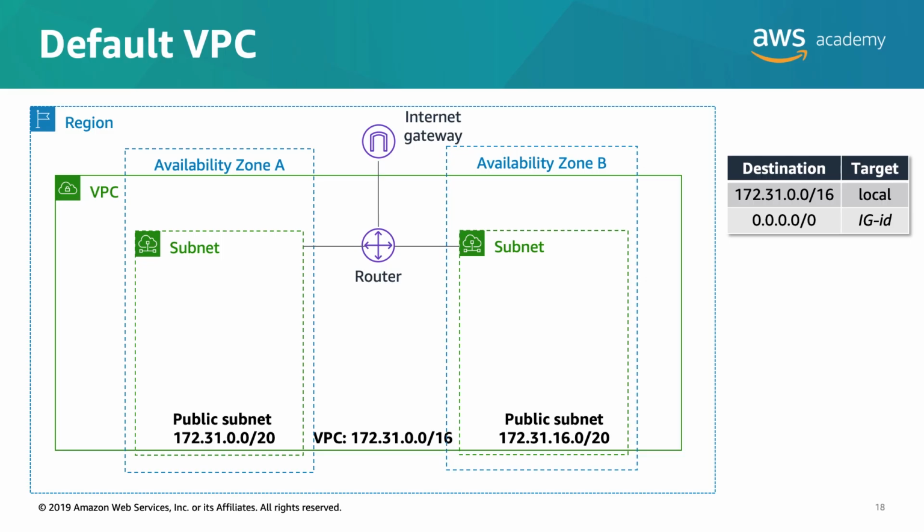AWS also automatically creates an Internet Gateway, a default route table, and a public subnet in the default VPC. The Internet Gateway allows communications with the Internet. The default route table includes rules to send traffic to IP addresses in the VPC address range to a local route. It sends traffic to any other IP address to the Internet Gateway.